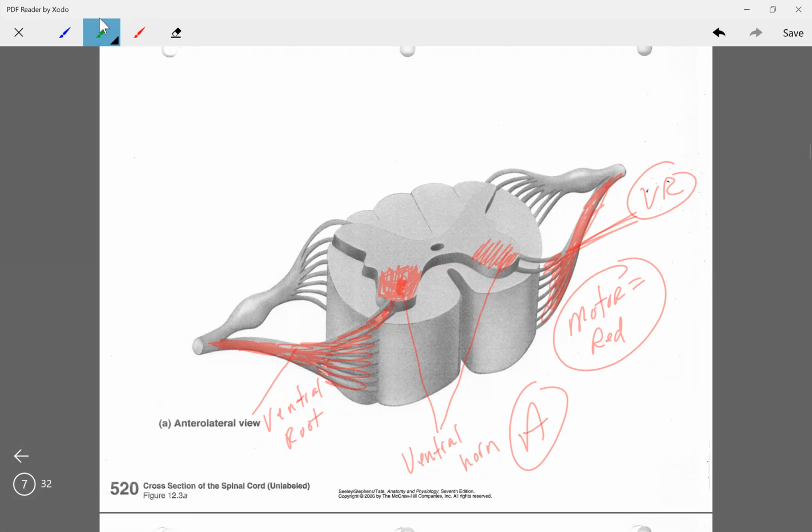That means you can divide the cord into quadrants. Do your crosshairs. This one divides it into right and left, and this one divides it into posterior and anterior.